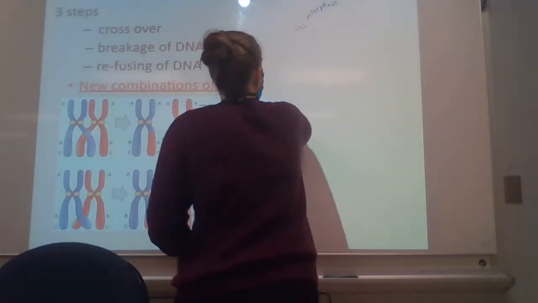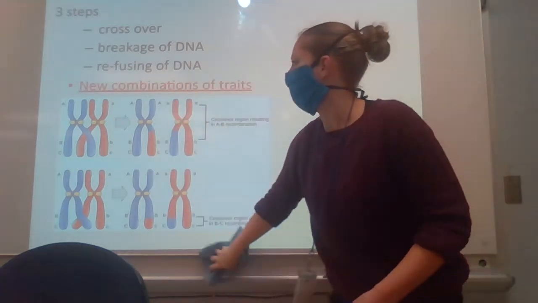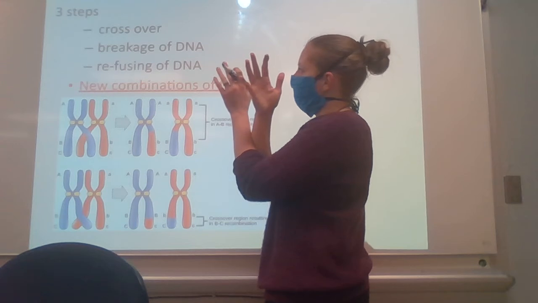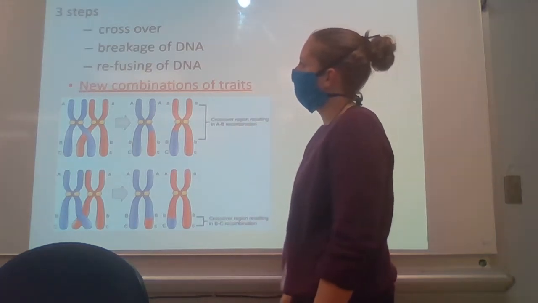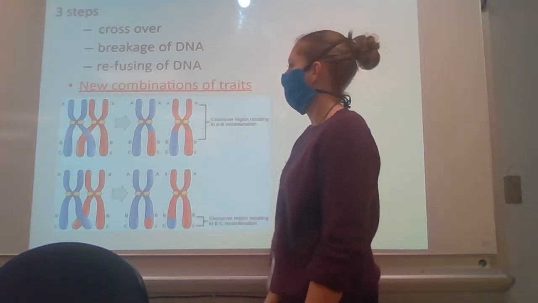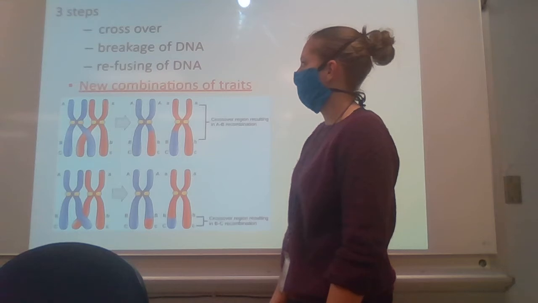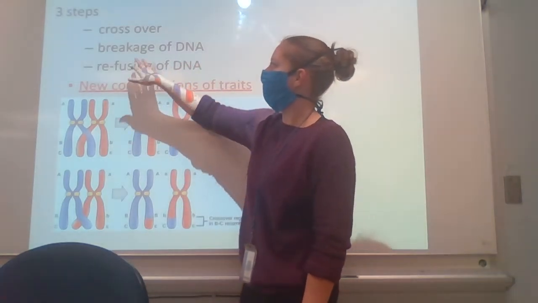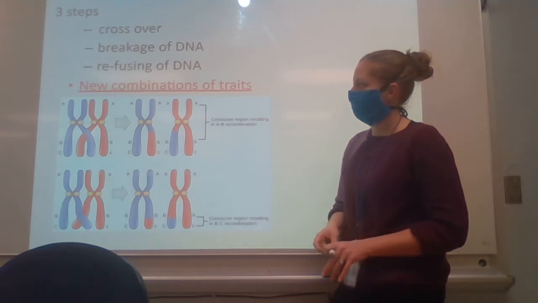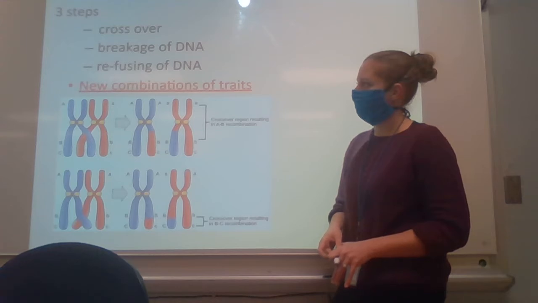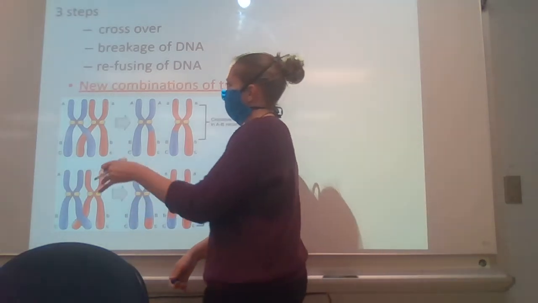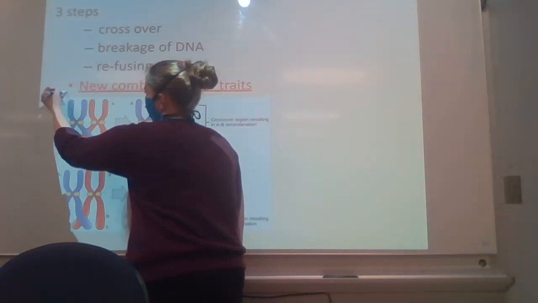So this diagram shows it a little bit better. That process of crossing over has 3 steps. So first of all, the sister chromatids have to literally overlap each other and cross over. There's a process where they both break right at the same location. And then they fuse, but on the opposite sister chromatid. And so that's going to end up with a new combination of traits.